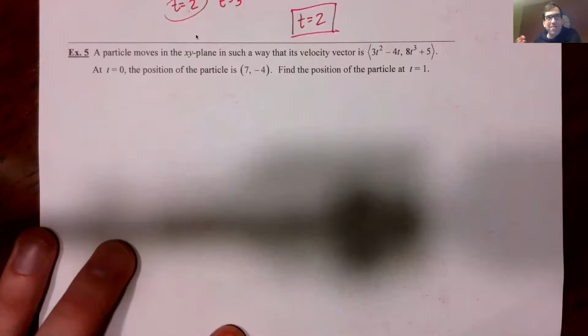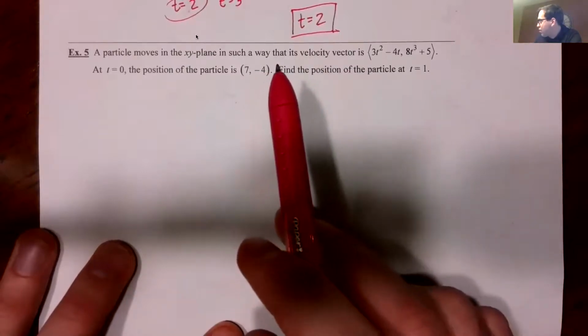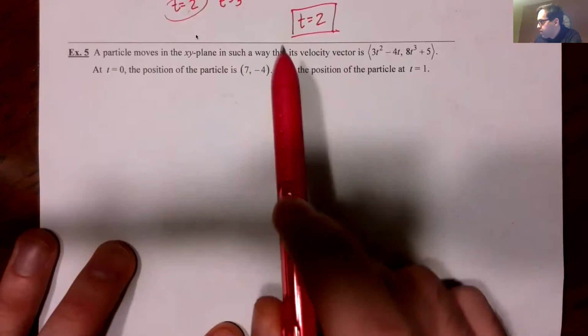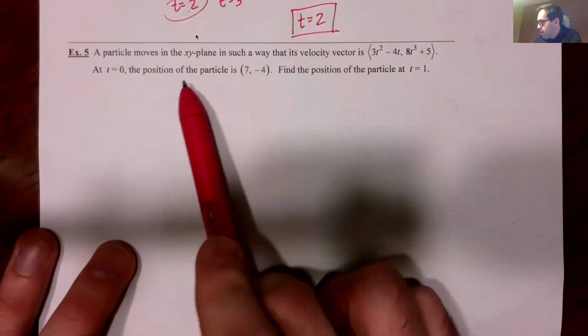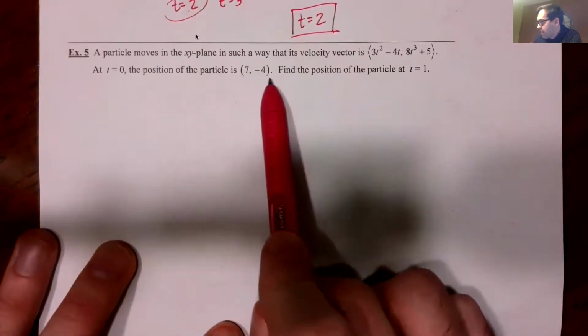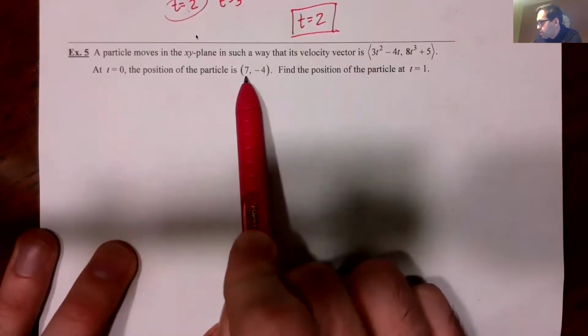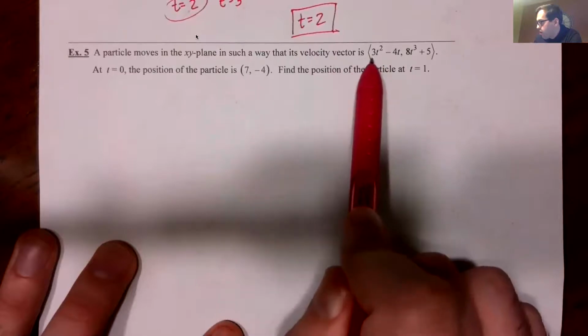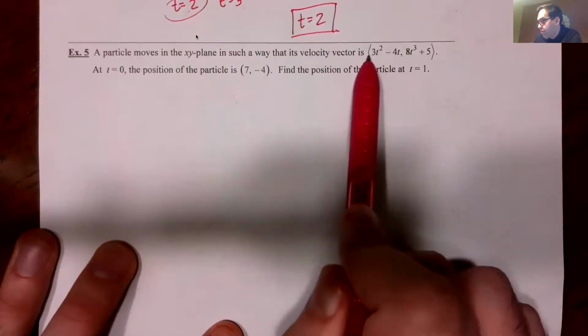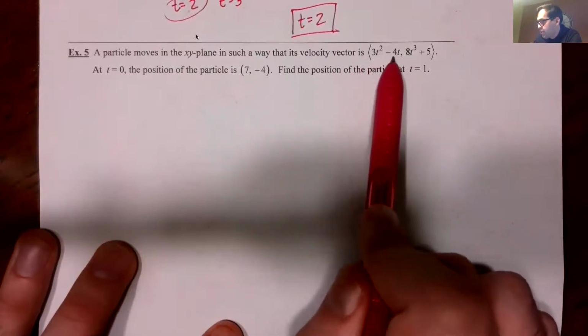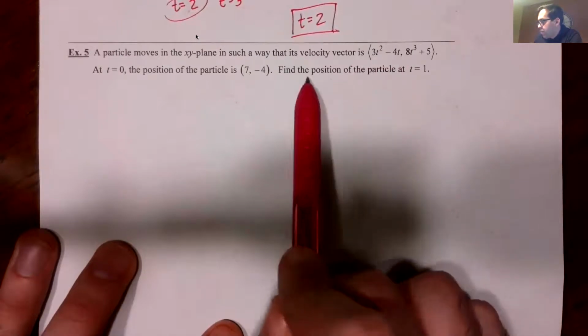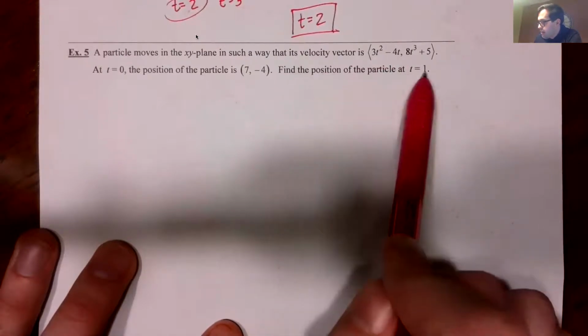I think we can figure this out, but I'll help you realize that you know what to do if you're not sure. So we're going to think about the x and the y separately. At t equals 0, the x position is 7. We know the velocity, or the first derivative, in the x is 3t squared minus 4t. And we're looking for the position in the x at 1.